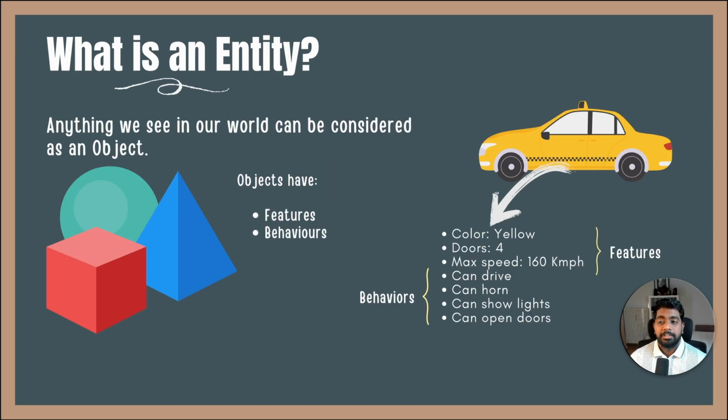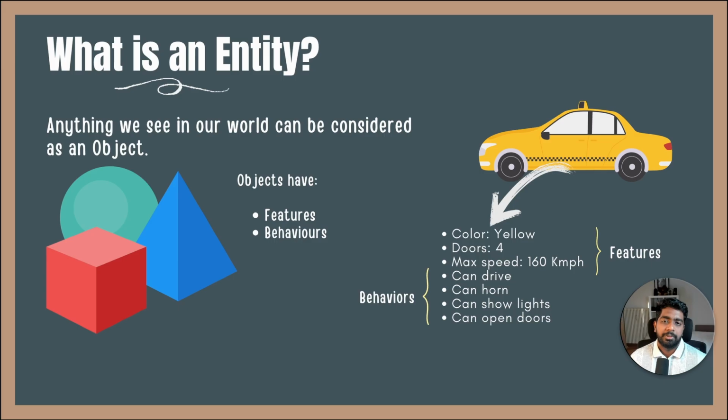We can also say anything we see in our world can be considered an object, because we can identify two things in any object. They are features and behaviors. For example, let's take this particular taxi car. It has features and it also has a set of behaviors.